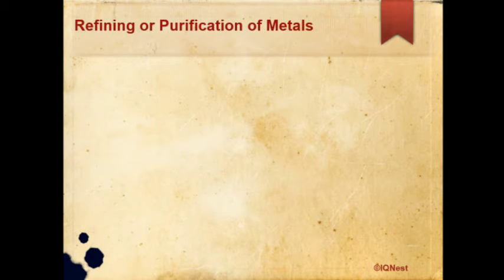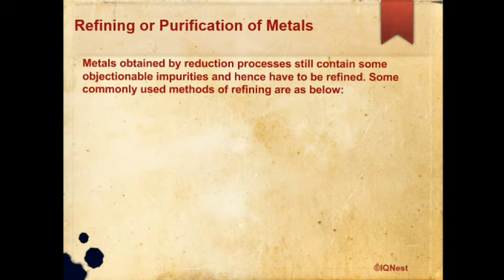The next step in metallurgy is refining, or purification of metal. This is an important step in metallurgy. Metals obtained by the reduction process still contain some objectionable impurities and hence have to be refined. Some commonly used methods of refining are as below. So here come the methods of refining.